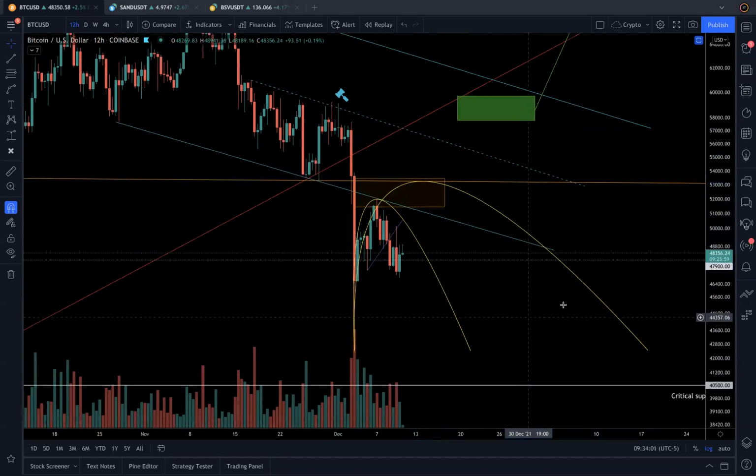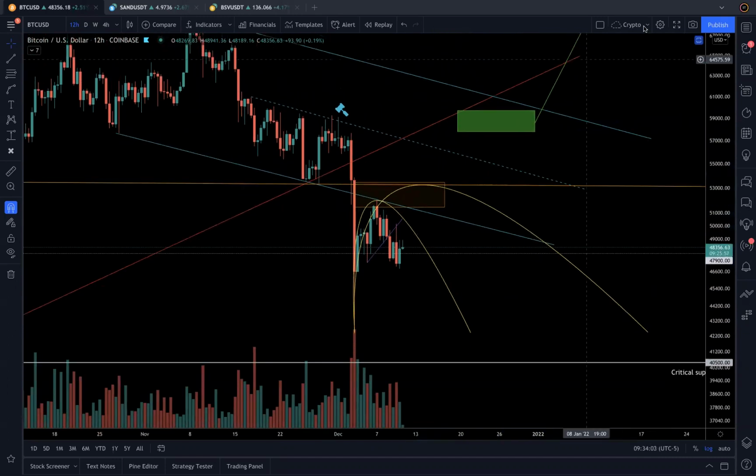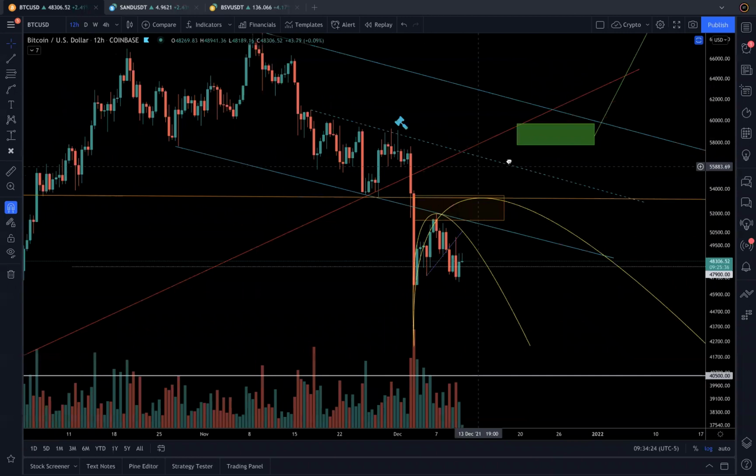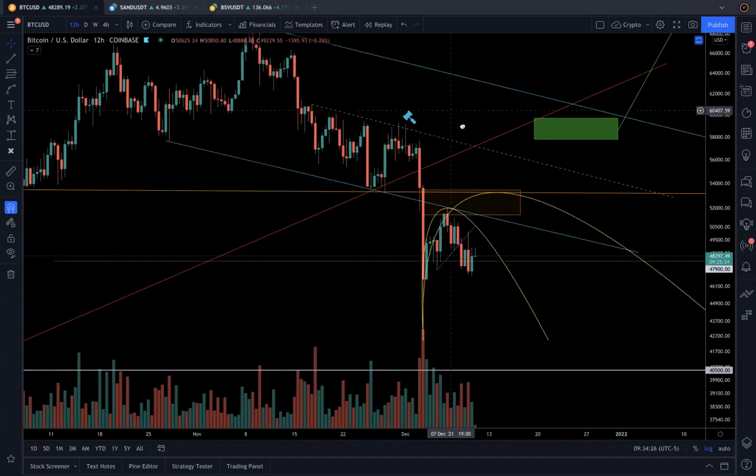As I said earlier, different layouts give you different perspectives. There's no difference in the requirement. The requirement doesn't change. This green box is around the 58k level, which is exactly the same as what I have in Binance. There's no change. Only the layout, design and drawings are different, and it shows the same thing from a different perspective.